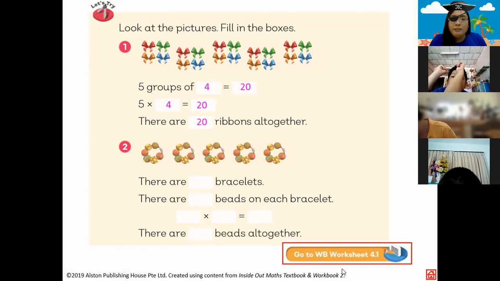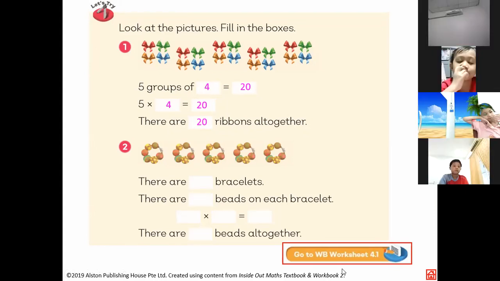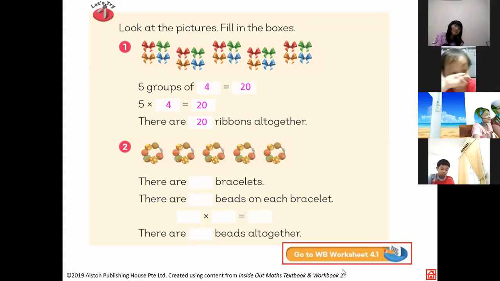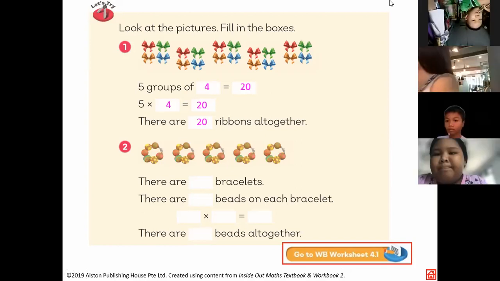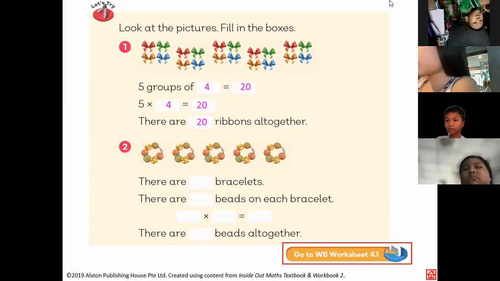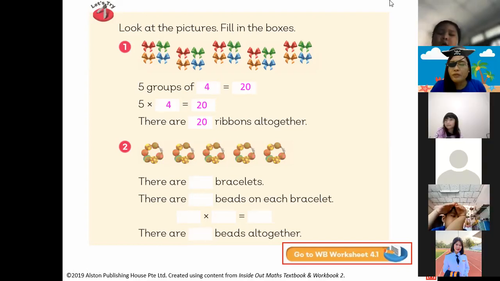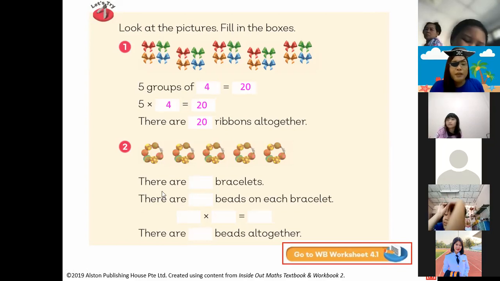All right, I'm going to call someone. Brave, can you turn on your microphone, please? All right, Brave. In number 2, how many bracelets are there?